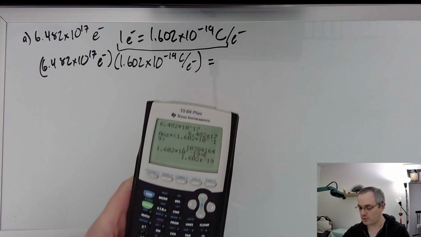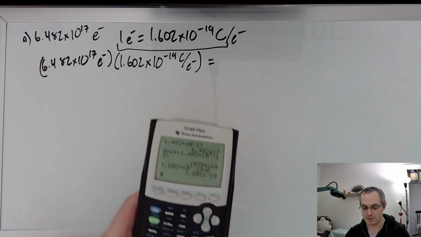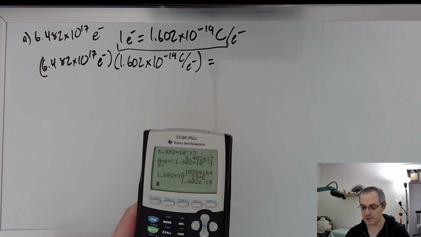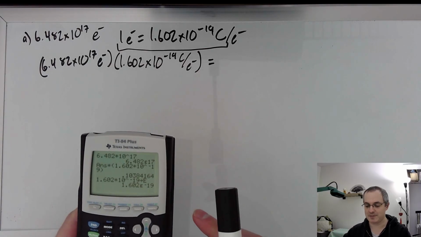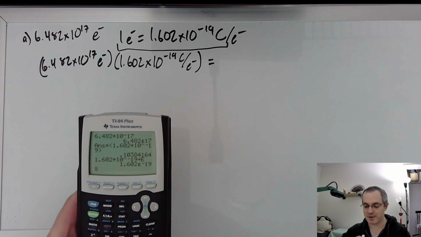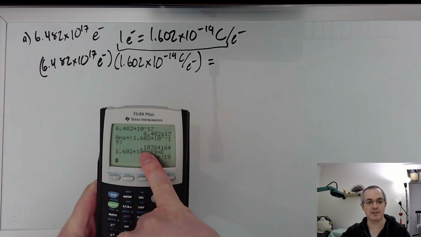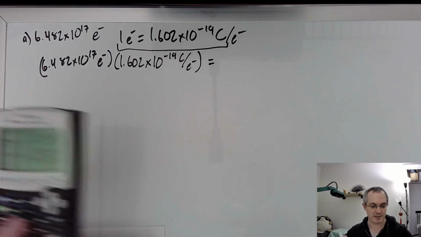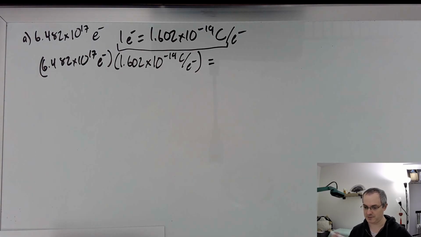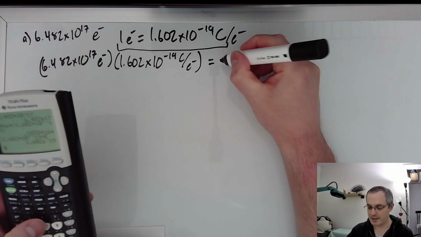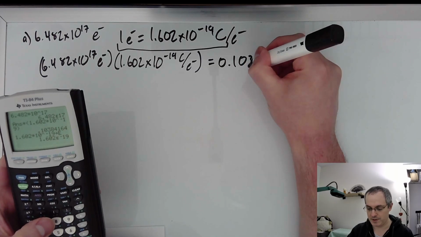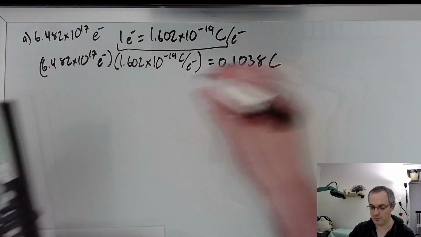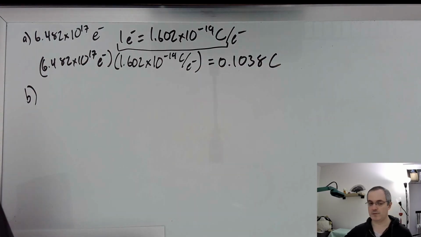So this one, that doesn't seem like it can be right. Oh no, it's the number of coulombs. I started thinking that was the amount of electrons, but we got 0.1, and you can't have 0.1 electrons. It had better be an integer or really close to it. But it's fine because it's coulombs, so we're good. So it's 0.1038 coulombs.